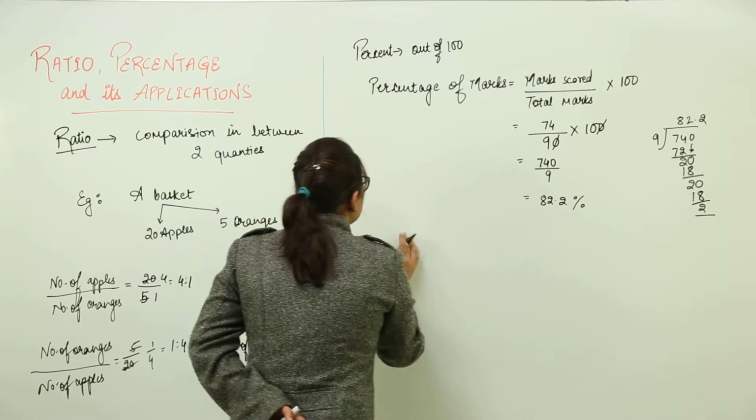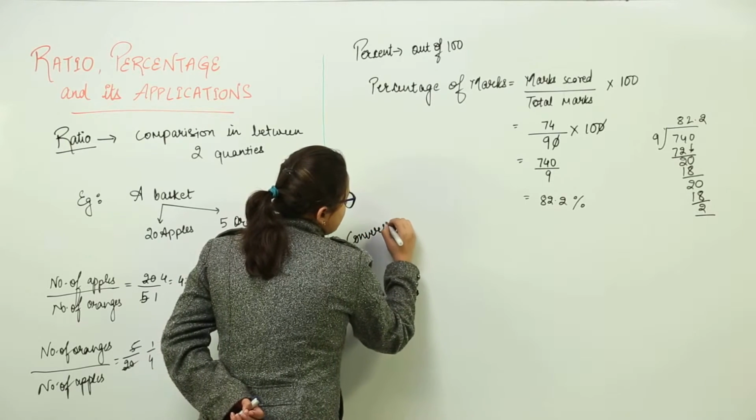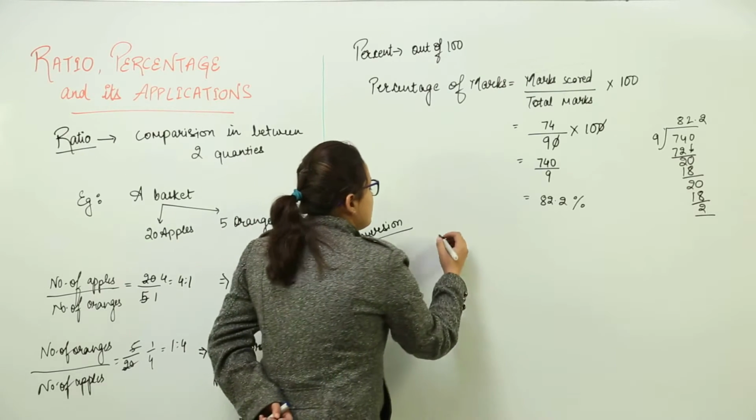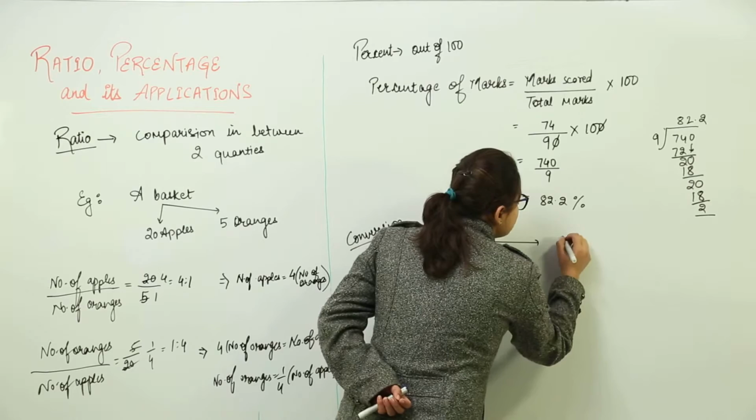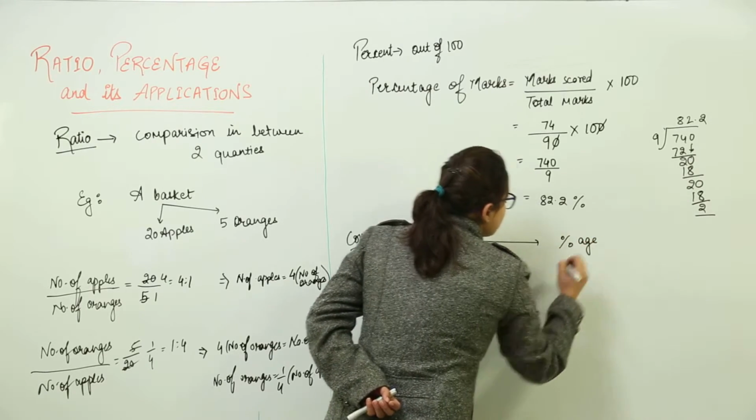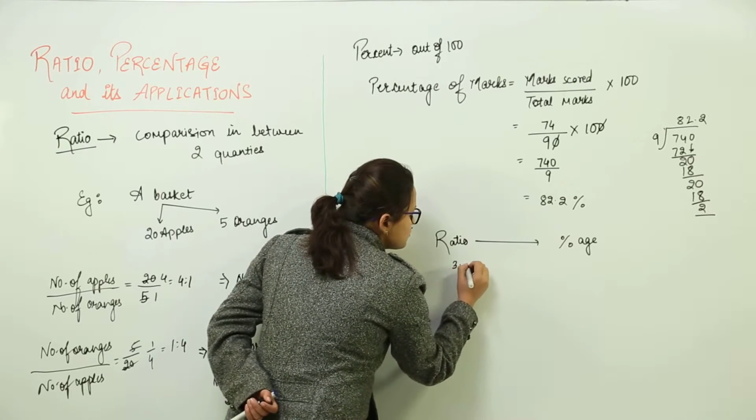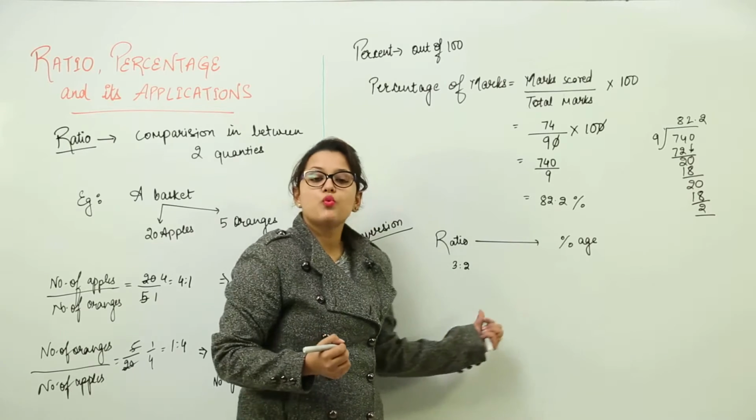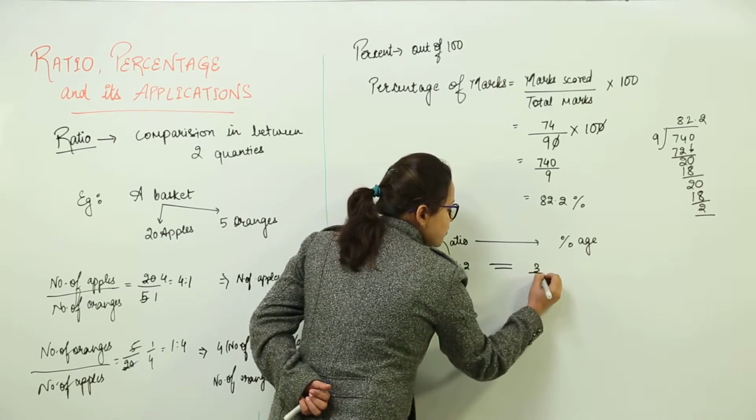Now I am going to tell you simple conversions. Let us do the conversions of ratio to percentage and percentage to ratios. When you have to convert ratios to percentage, what should you do? Let us take one example for this. I am taking say 3:2. Now I have to convert 3:2 into percentage. What do I do? I will write it in fraction form.